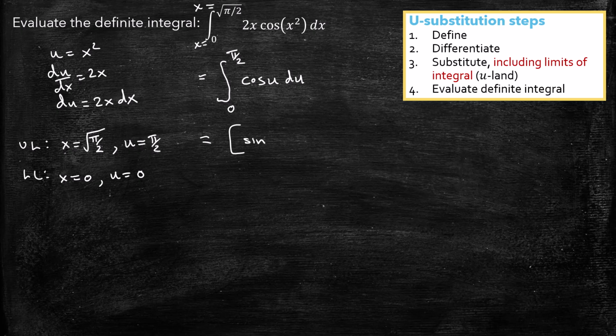It's just we need to do the antiderivative. So we get sine u. But notice now we do not have to back substitute. So we just have to evaluate it. So sine u is sine pi over 2 minus sine 0. Sine 0 is 0. Sine pi over 2 is 1. And we see that that is a much more efficient process.